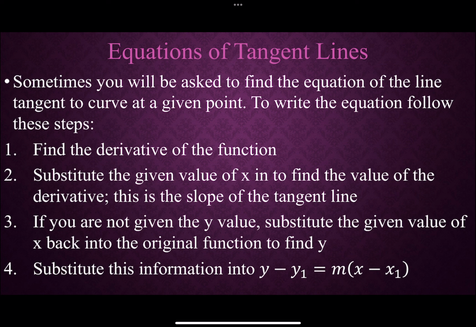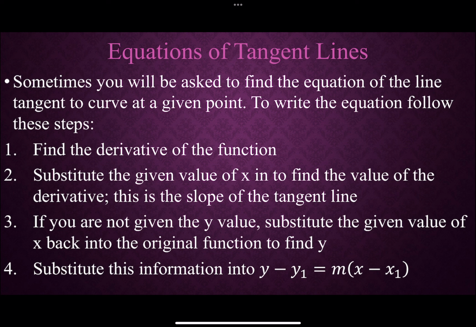So if I want you to find the equation of the line that's tangent to the curve at a given point, you first find the derivative of that function. Once you have your derivative, you substitute the given value of x into it. The value will tell you the slope of the tangent line. Now, step 3 depends on the problem. Sometimes you'll be given the full coordinate point, which includes the y value, because you always need a slope and a point to write an equation. So you can ignore step 3 if you're given the y value.